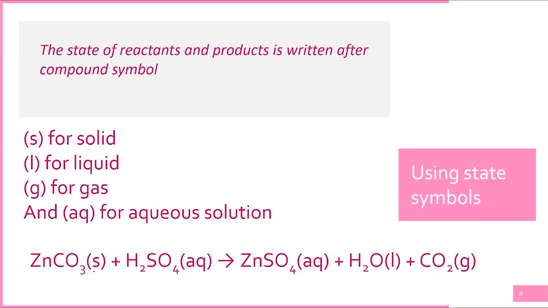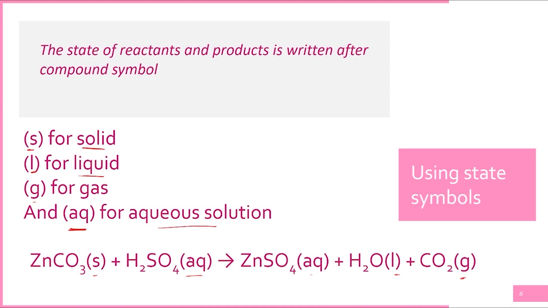In some chemical reactions, especially in chemical equilibrium reactions, it is important to specify the physical state of the reactants and the products. The state of each compound is written between 2 braces in abbreviated form. The abbreviated symbols for each state: S for solid, L for liquid, G for gas, and AQ for aqueous solution.